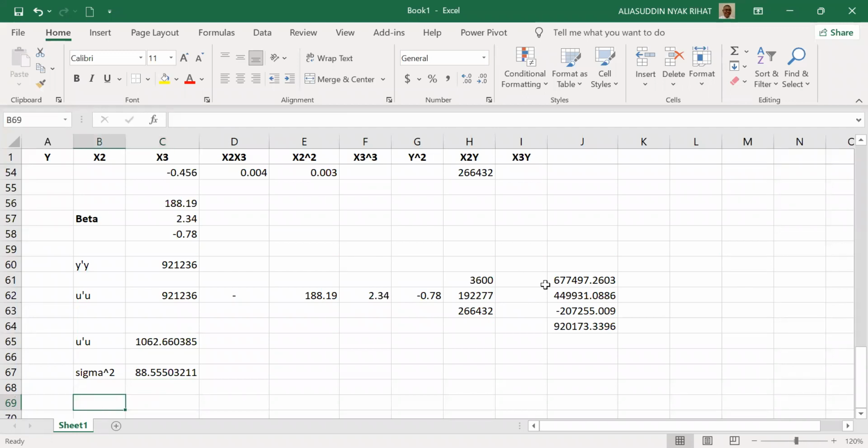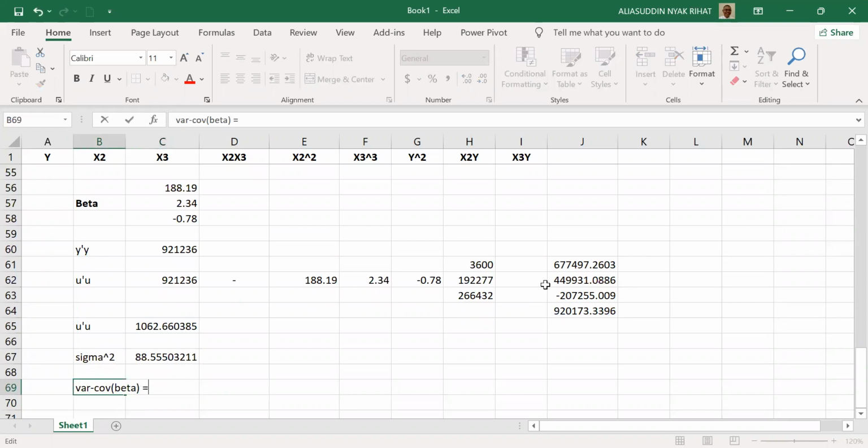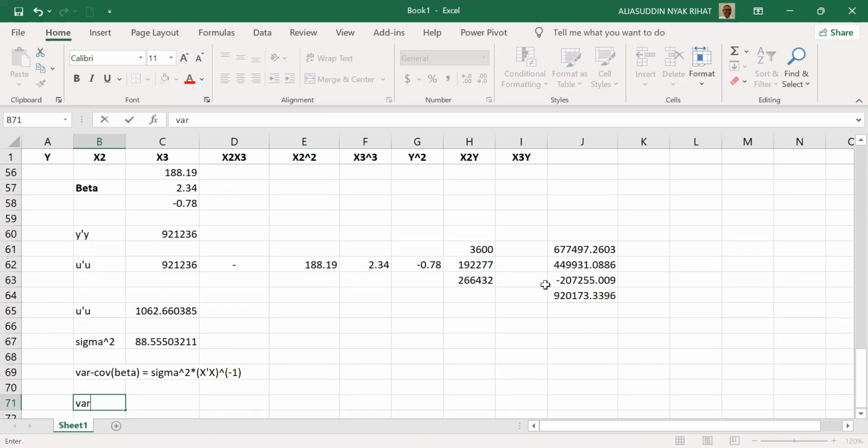Now we have a positive mu prime mu. Now we have the variance covariance of beta. Variance covariance of beta is equal to sigma square multiplied by x prime x inverse. This is variance covariance of beta. Is equal to sigma here, because this is the same value.